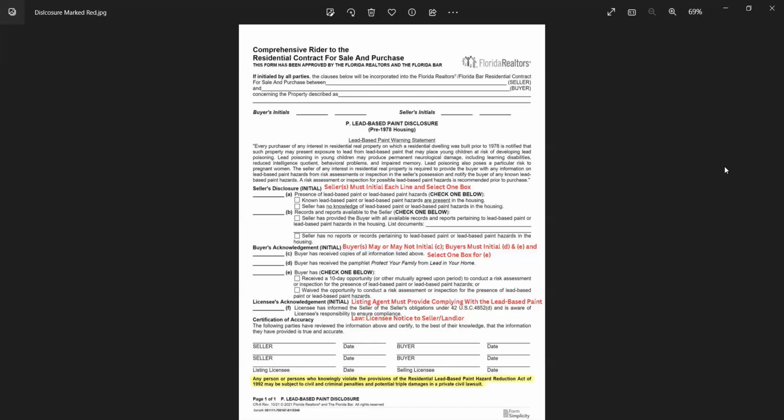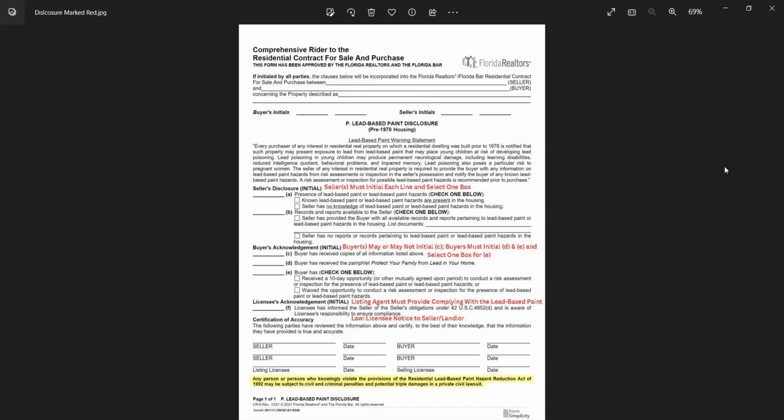It goes on to talk about the certification of accuracy. The following parties have received the information above and certified to the best of their knowledge that the information they have provided is true and accurate. The seller or sellers are going to sign, the buyer or buyers are going to sign, the listing licensee is going to sign, and the selling licensee is going to sign.